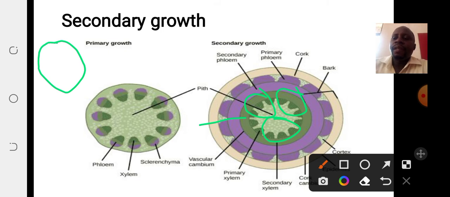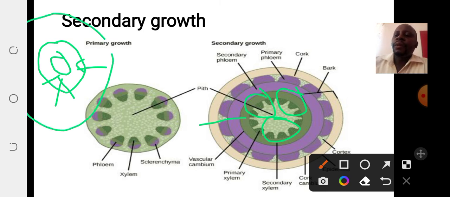For example, if in year one there is very little rainfall, the ring formed here will be dark colored, and the xylem will be fewer and thick walled. Hence, that particular annual ring will be dark colored. On the other hand, if the following season there is a lot of rainfall, the annual ring formed here will be light colored because the xylem vessels formed will be many, and also thin walled.